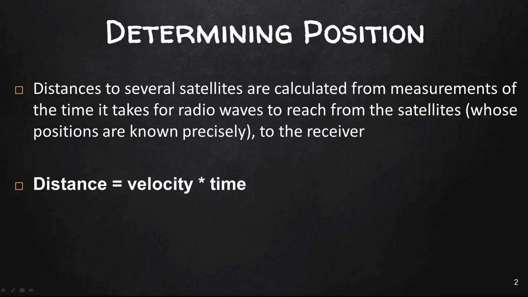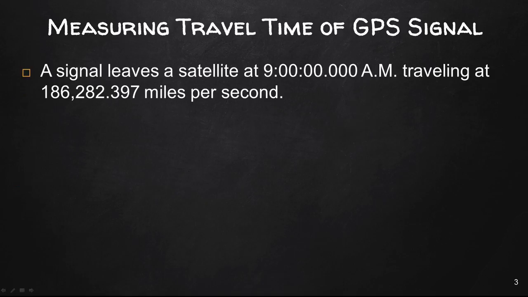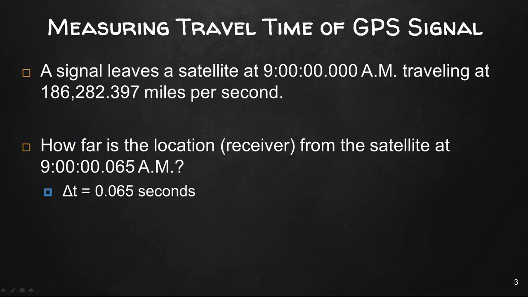Let's look at an example. A signal leaves a satellite at 9:00.00 a.m. Notice we have a lot of decimals because we're talking about very, very short periods of time, less than a second, traveling at 186,000 miles per second. How far is the receiver from the satellite at 9:00.065 a.m.? So we have a change of time of 0.065 seconds, not even 1 second.